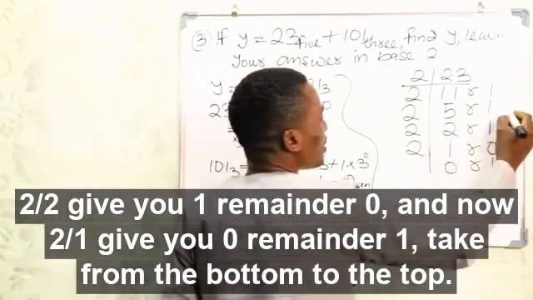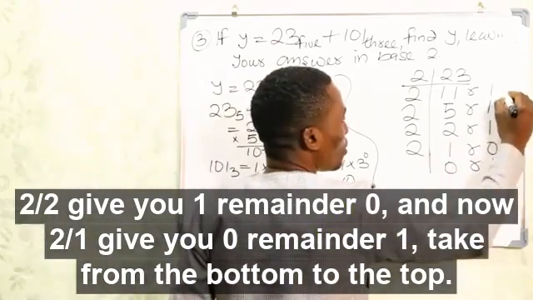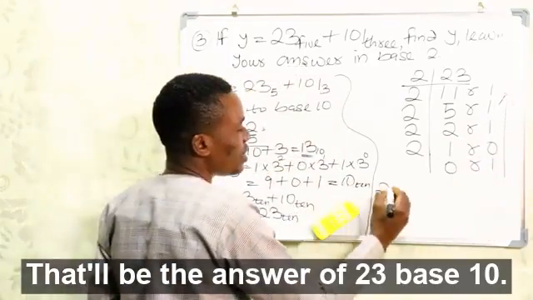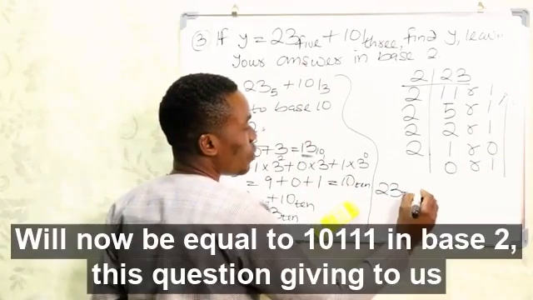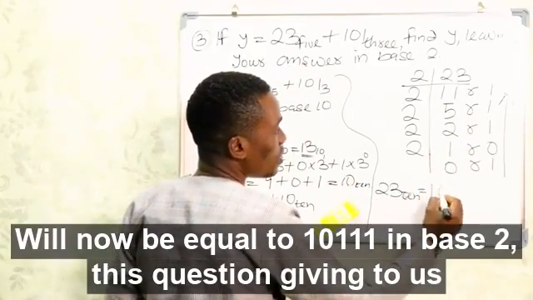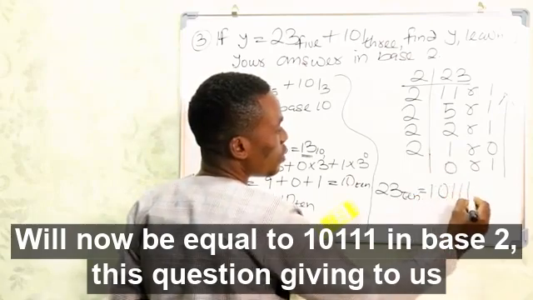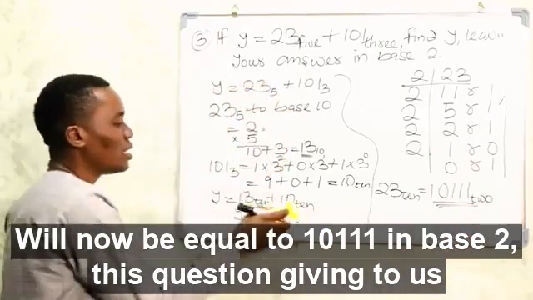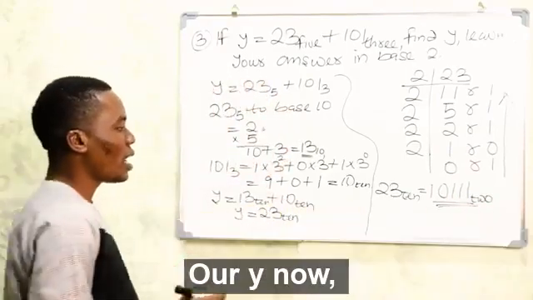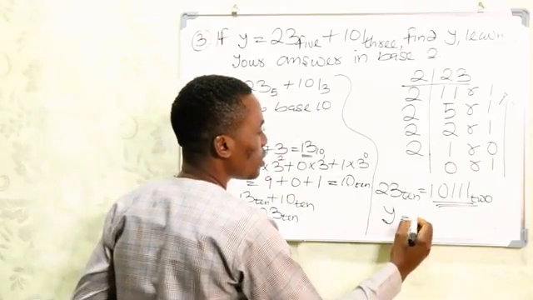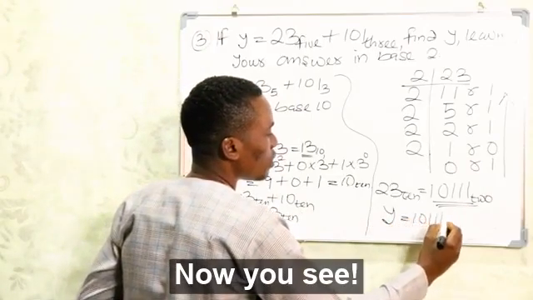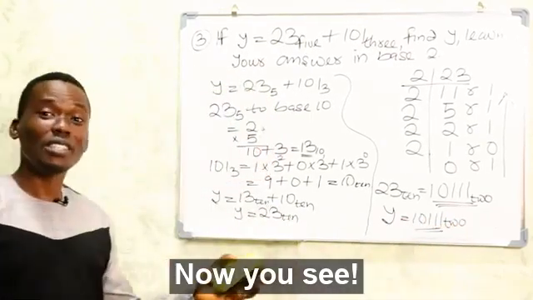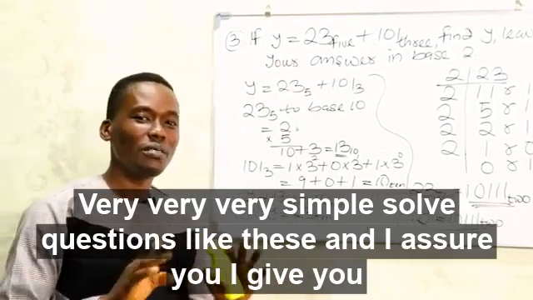So now let's look at the solution. If you take this up from the bottom to the top, that will be the answer. Now our 23 base 10 will be equal to 1, 0, 1, 1, 1 in base what? In base 2. So we see that finally this question that was given to us, our y will be equal to that. That's our final solution. Now you see, it's very, very simple.